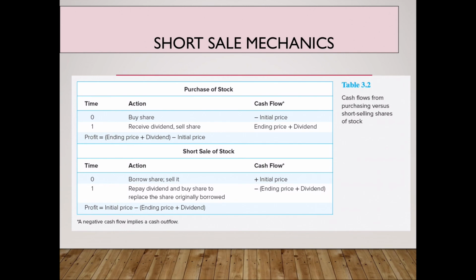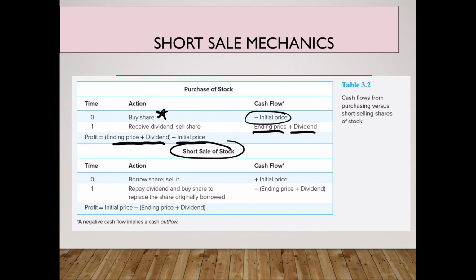In the typical purchase of a stock, you can see that in time zero, you would buy the share. At the end of the time period, you receive your dividend and you sell the share. And so your cash flow would be a cash outflow, the initial price that you pay. You receive the ending price plus the dividend amount. So your profit would be the difference between ending price plus the dividend minus the initial price that you paid.